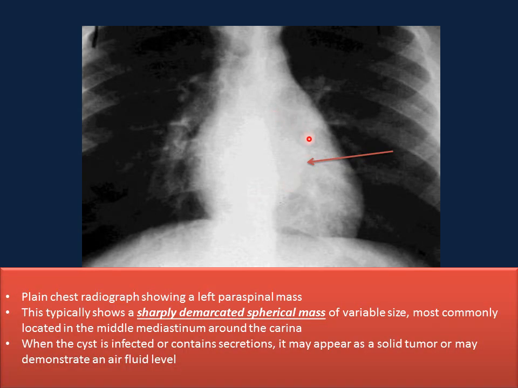It is very important to be familiar with how the bronchogenic cyst looks on chest X-ray. Also, a bronchogenic cyst can be found accidentally or incidentally on a chest X-ray done for another reason. In this X-ray, there is a spherical mass or paraspinal mass on the left side here, and the characteristic of a bronchogenic cyst is usually a sharply demarcated spherical mass. So look for this phrase: sharply demarcated spherical mass of variable size, most commonly located in the middle mediastinum around the carina. When the cyst is infected or has secretions, it may show as a solid mass or with an air-fluid level.